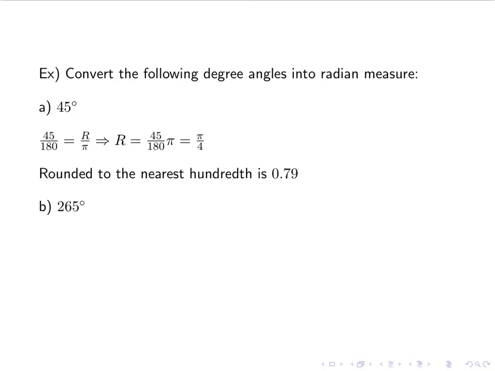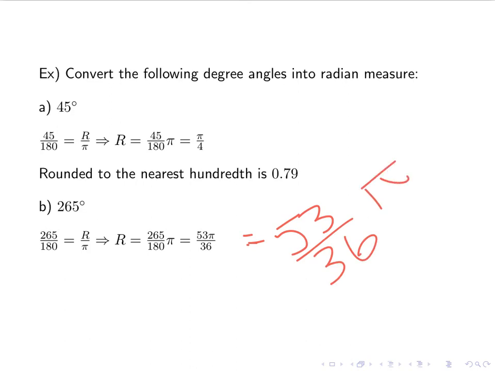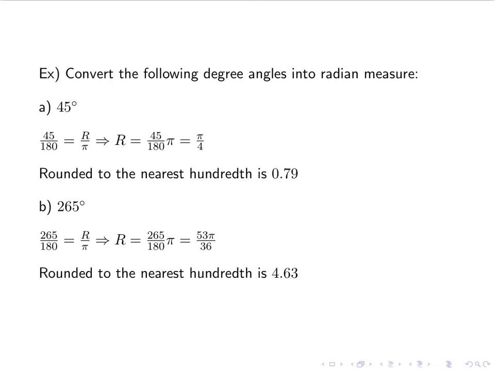So let's try 265 degrees. Again, that goes in for D. Multiply by pi. And then again, I'm going to take this fraction and simplify it. And I get 53 over 36. So whether you want to put the pi in the numerator or just next to it, right, this is the same thing as 53 over 36 with pi out front. It doesn't matter where you put the pi. But if it asks for in terms of pi, it has to be one of those two. But let's say I wanted to round to the nearest hundredth. So again, I just shove it into my calculator, and I get 4.63.